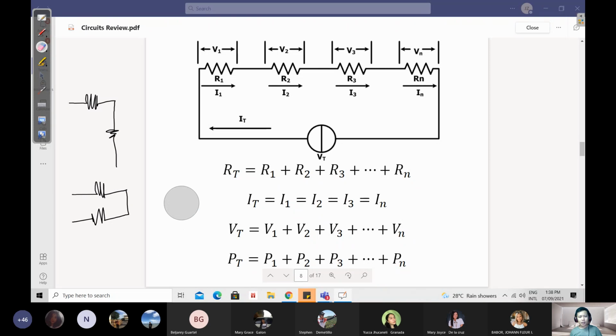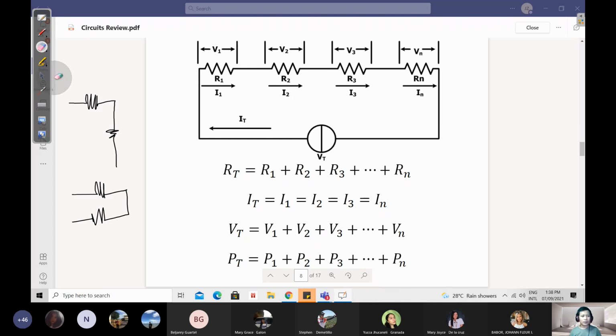Erase. Recall the characteristics of series connection. For the total resistance, it is just a summation. For the current, it is equal for all. For the voltage, it is a summation. And for the power, I believe some of you haven't discussed the characteristics for series connection. For power, if you want to know the total power, it is just a summation. We just add up the power, and that is the total power of the circuit. That is series connection.